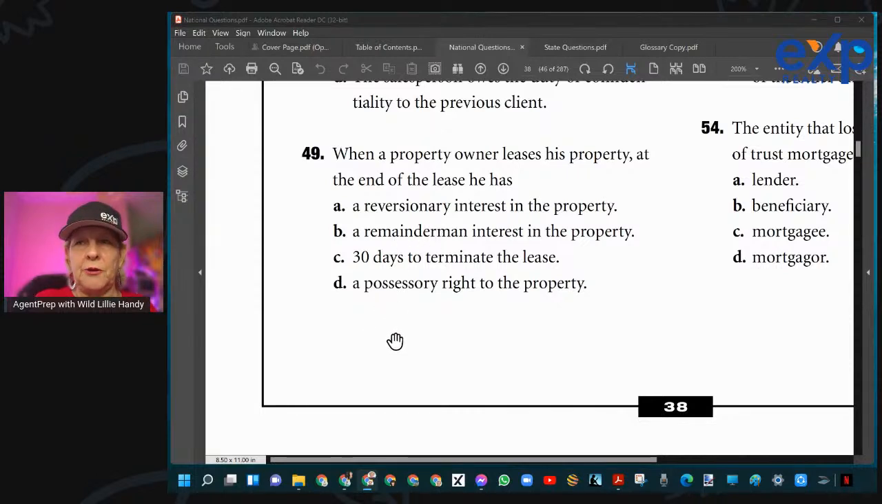Major vocabulary here, major glossary. For those of you who answered D, go back and think about it. If you own a property and you lease it to somebody, the tenant has possession of it during the lease. But after the lease expires, yes, we have possession. However, what is it actually called? What happens to the property? So when a property owner leases the property, at the end of the lease, they have what type of interest on the property? They own it. So not just possessory. Possessory doesn't mean they own it.